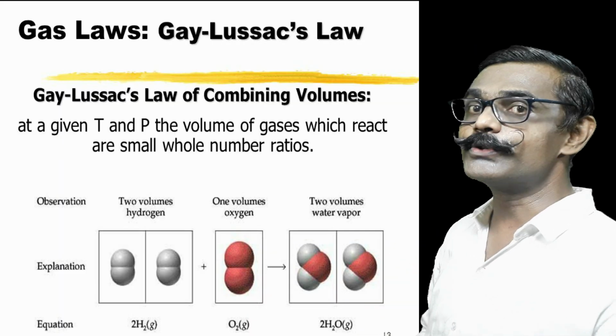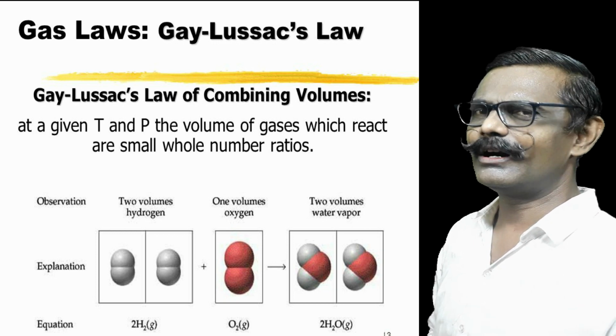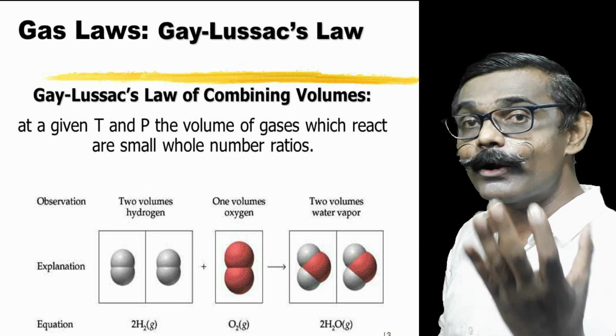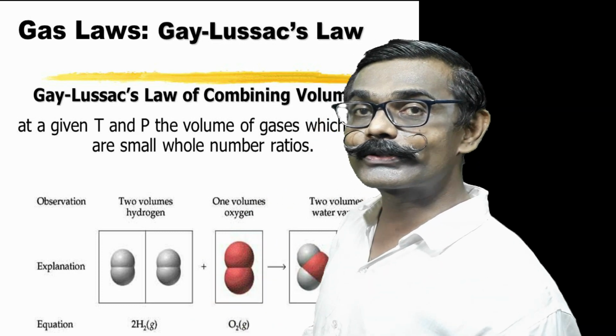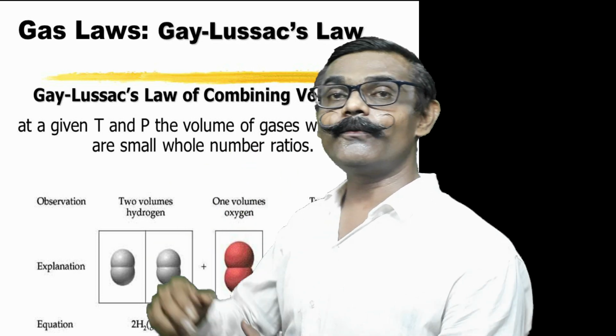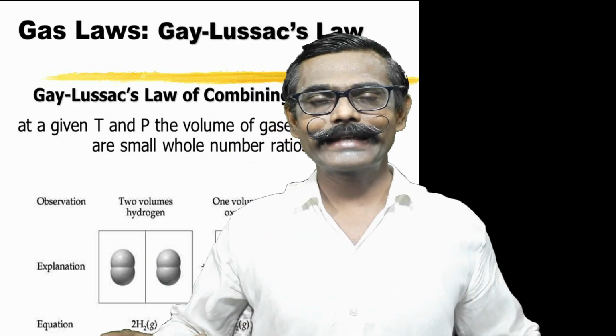Immediately after the revolutionary idea of John Dalton, Gay-Lussac worked on the decomposition of water, and he noted that when water decomposes, hydrogen remains in two volumes and oxygen in one volume. In other words, if you combine two volumes of hydrogen and one volume of oxygen, volume may be liters or any measurement, you will get two volumes of water vapor. Means all are gaseous in state.